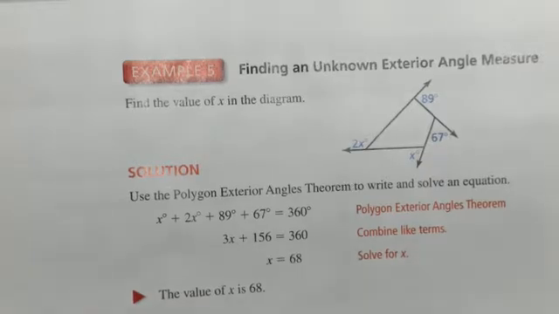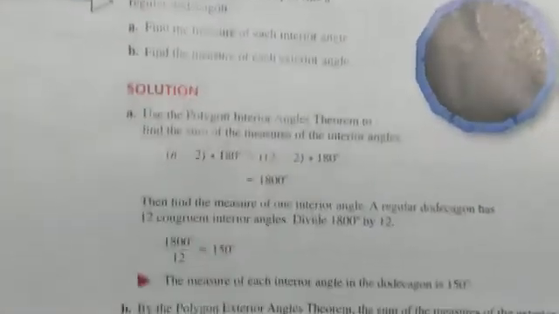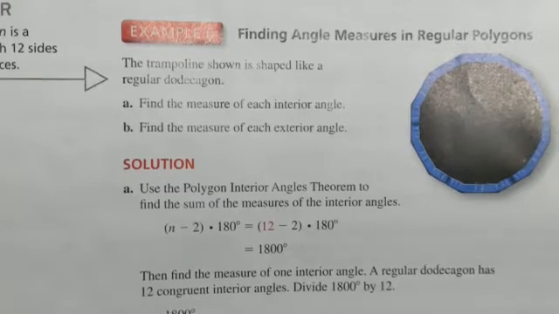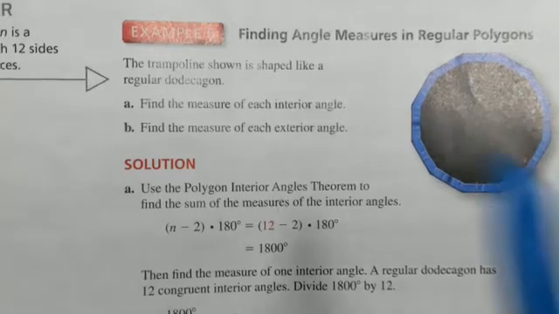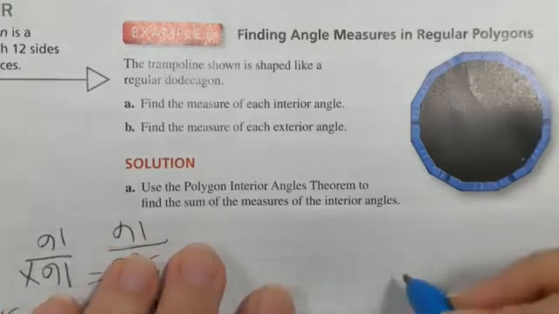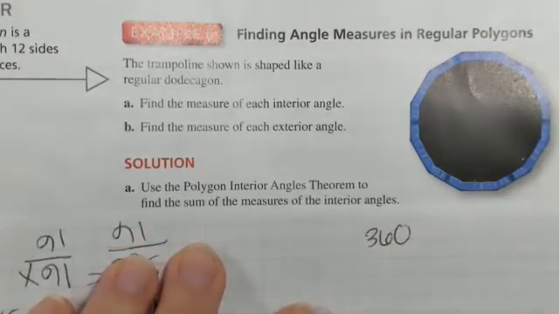Let's look at another one. This one says the trampoline shown is shaped like a regular dodecagon. How many sides does a dodecagon have? That's 12 sides. Find the measure of each interior angle and find the measure of each exterior angle. Well, the exterior angles are the easiest ones to find. So thinking about that, we know that the exterior angles are always 360 degrees, right? And we know it's regular.